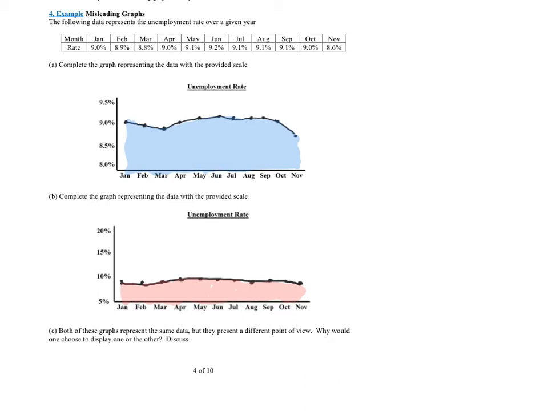It's a very scary thing. Both of these are using the exact same set of data, but just the visual representation can either invoke fear, the blue one, or invoke trust and support, the red one, all through a visual representation. And I want you guys to be able to see through that, okay?